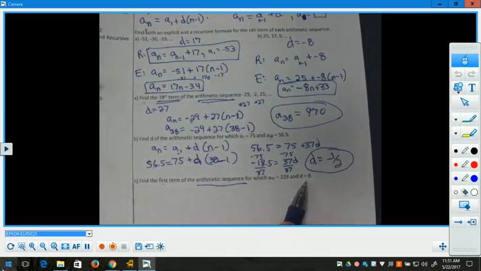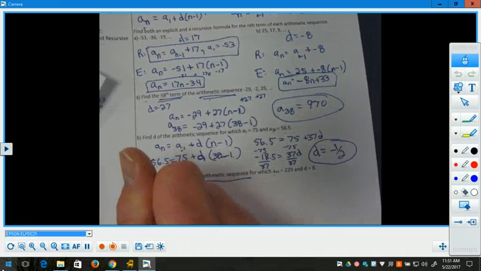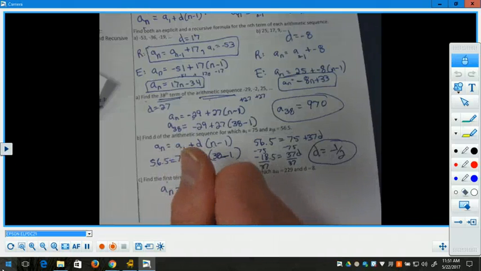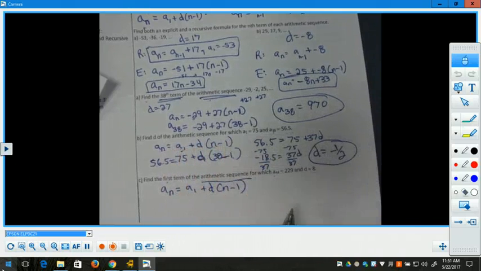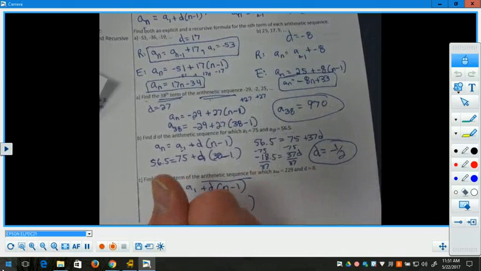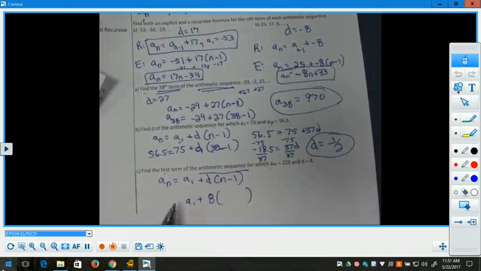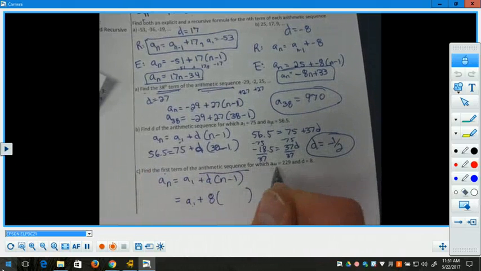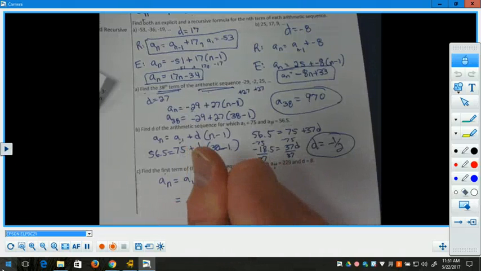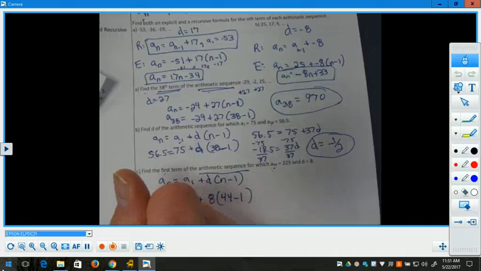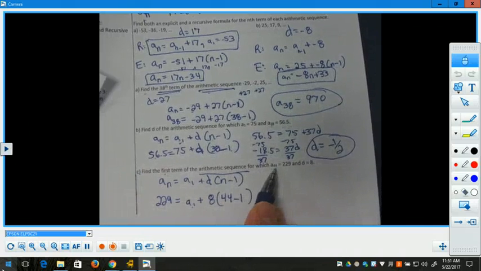So in this particular case, I start with the arithmetic explicit rule, a sub n equals a sub 1 plus d times n minus 1. Well, they told me the value of d, so that's helpful. And I'm trying to find a sub 1, so I'm going to leave that in my formula. My a sub n, though, is the 44th term, so I'm going to make this 44 minus 1, and its value is 229. So the value of the 44th term goes here, and the position goes here.